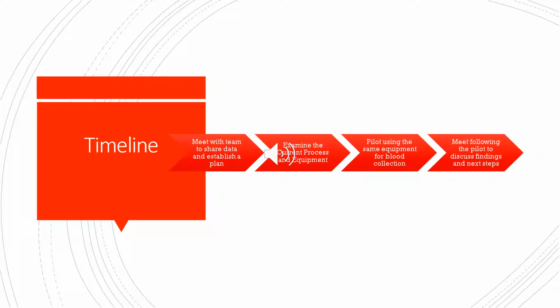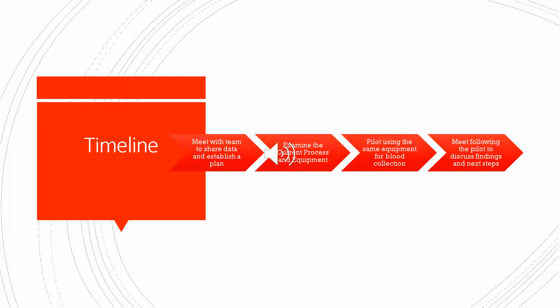Whenever taking on a project as big as this and that reaches out through multiple departments, it's really important to create a timeline to make sure that the team is staying on task. So the first step was to meet with the team to share the data and establish a plan. The next step was then to examine the current process and equipment that's being utilized.